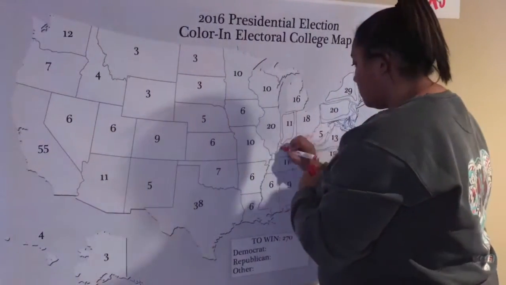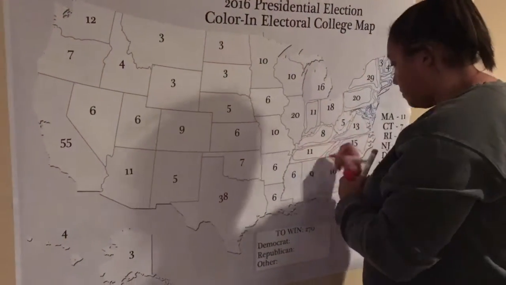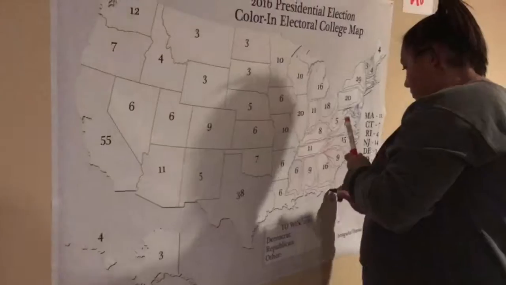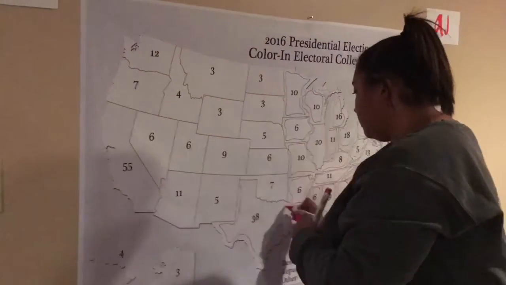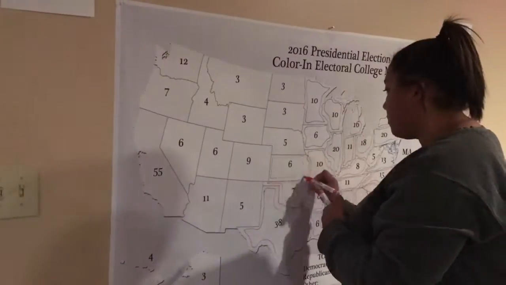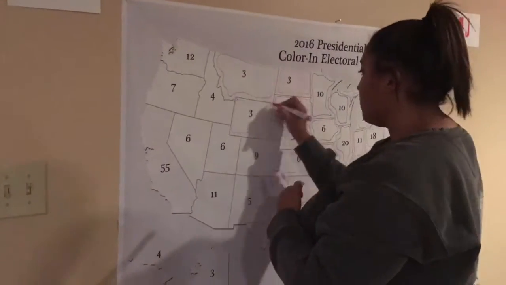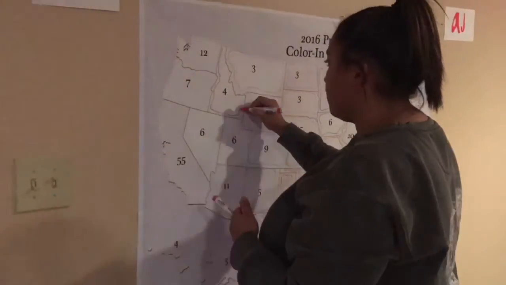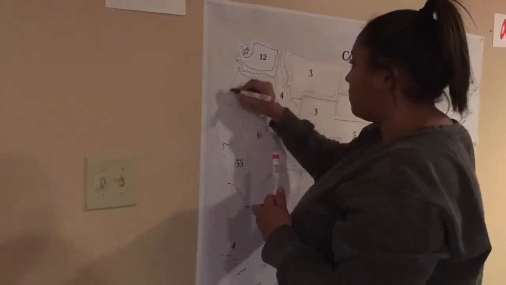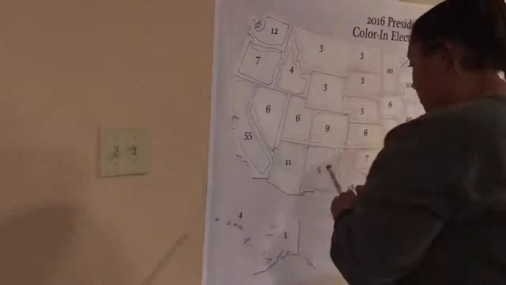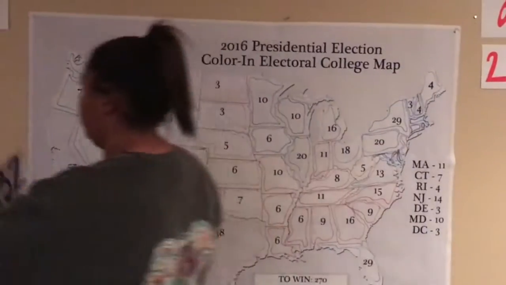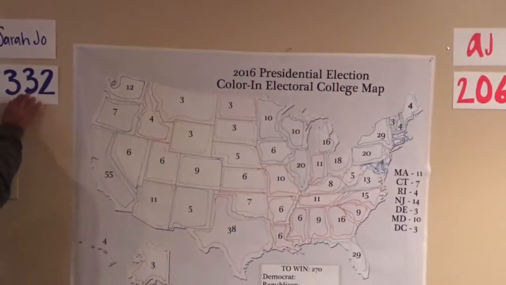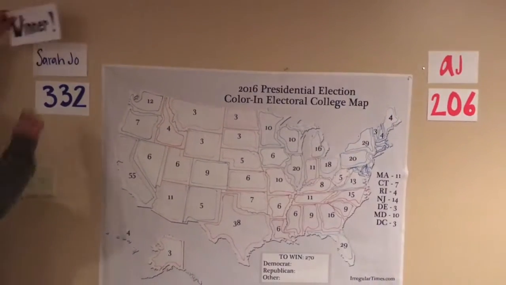Each state gets a number of electoral votes based on the number of senators plus their number of representatives in the House. For example, Kentucky has 2 senators and 6 representatives, so we have 8 electoral votes. Whoever wins the general election in each state wins the state's number of electoral votes. So if they won Kentucky, they would win 8 votes. The candidate must have 270 electoral votes in order to win the presidency.